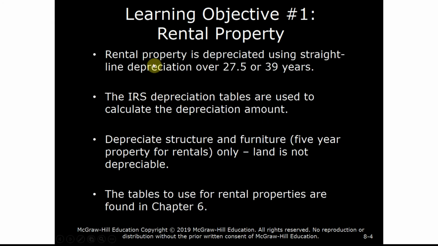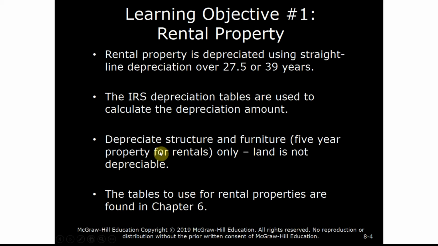We've reviewed in the past that rental property that is used for residential purposes is depreciated on a straight line basis over 27 and a half years, and then non-residential real estate is amortized or depreciated over 39 years on a straight line basis. We've talked before about how to depreciate property.